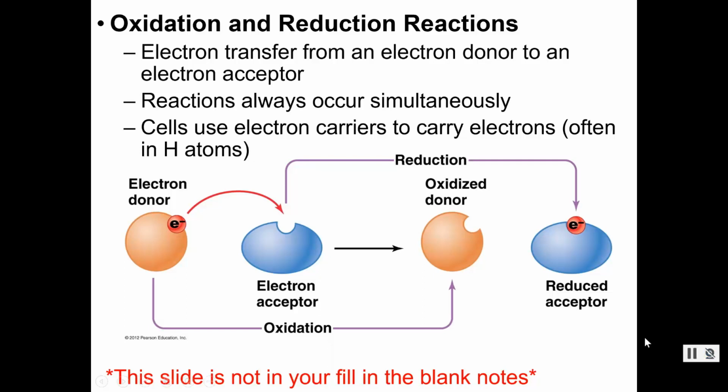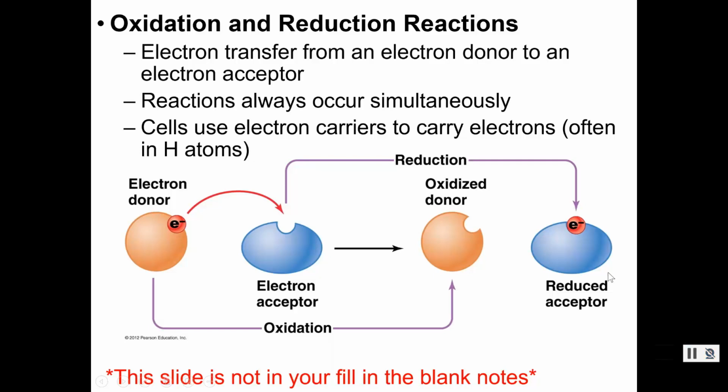This happens a lot in biology. When we see this, it also happens a lot that the electron gets transferred with a hydrogen. So we can see that as we're talking about breaking down glucose and where do these hydrogens go. So we'll be able to follow that as we go along. All right, so oxidation and reduction occurs in pairs. Simultaneously, you always have to have a donor and an acceptor.